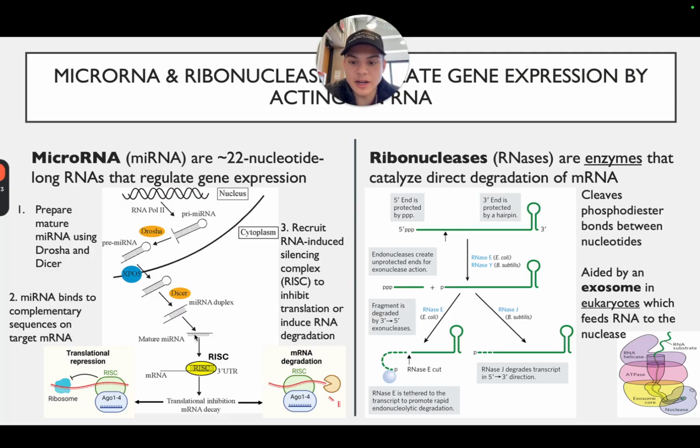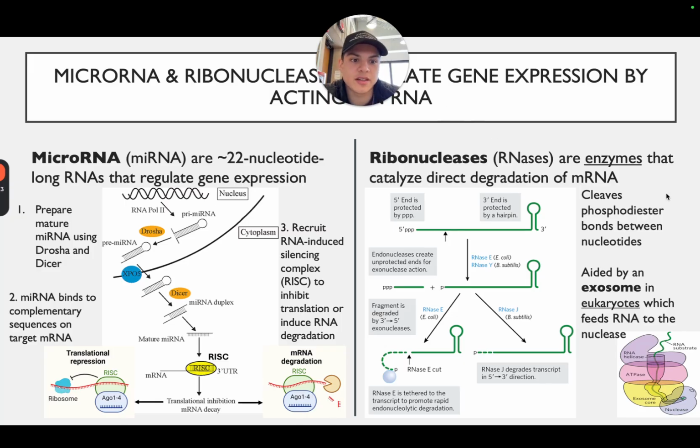So the miRNA attaches itself to the mRNA. So we have our transcript, it gets bound by a miRNA, and then a RISC complex protein is going to form. And what ends up happening is we can either inhibit translation or we can undergo mRNA degradation. So one of the two. So that's how microRNAs work.